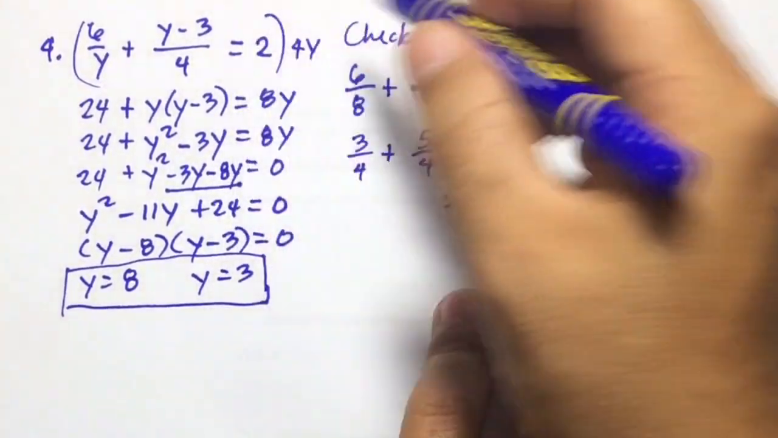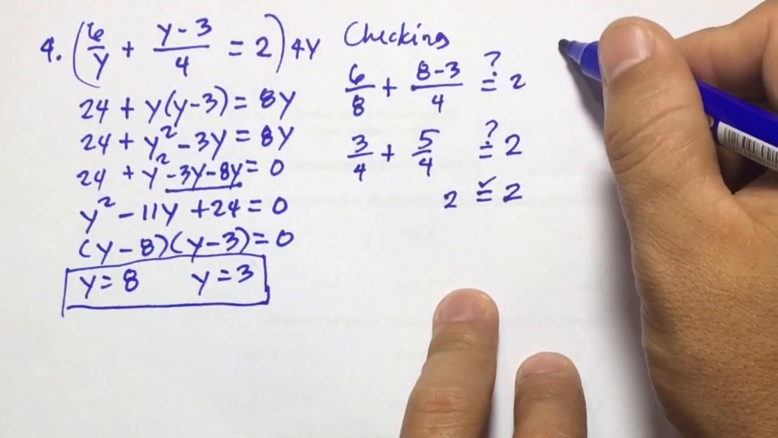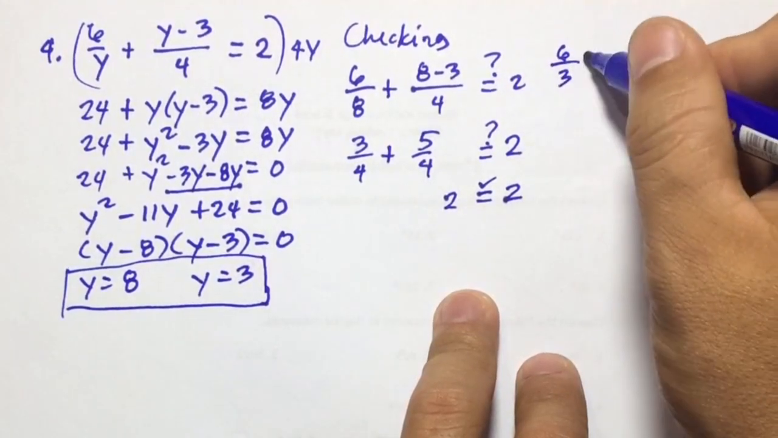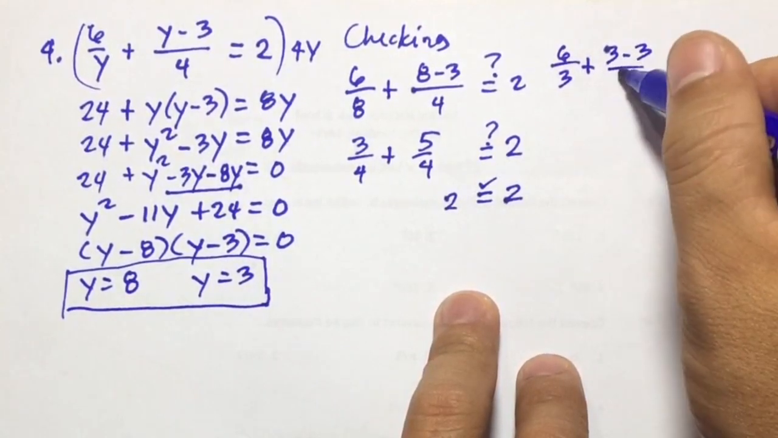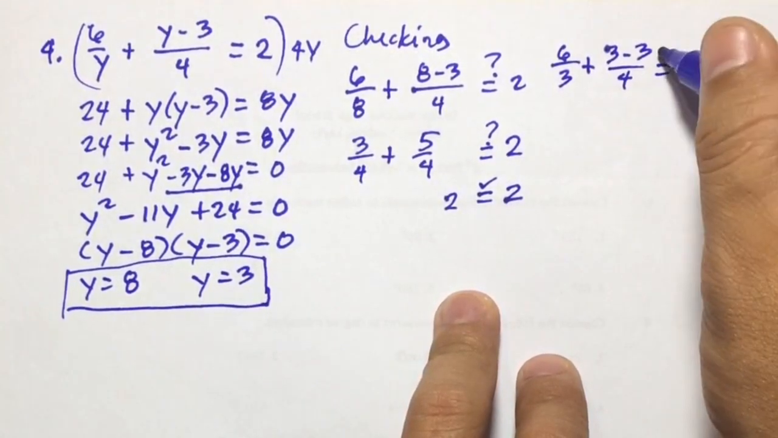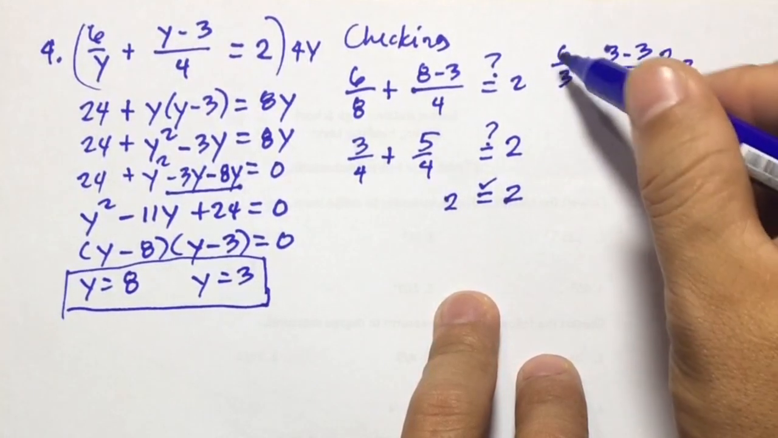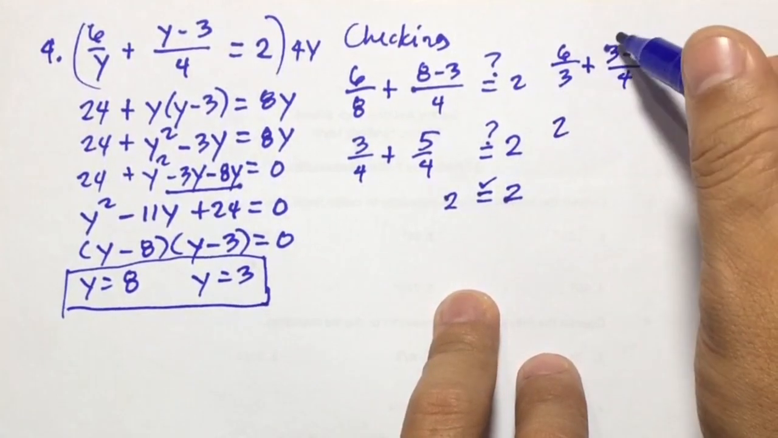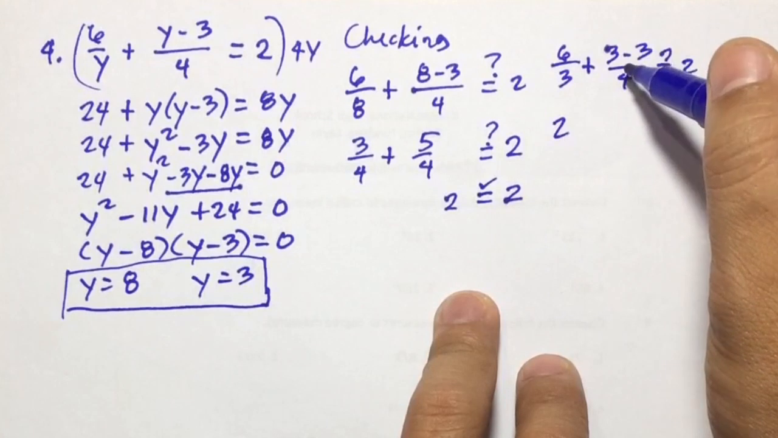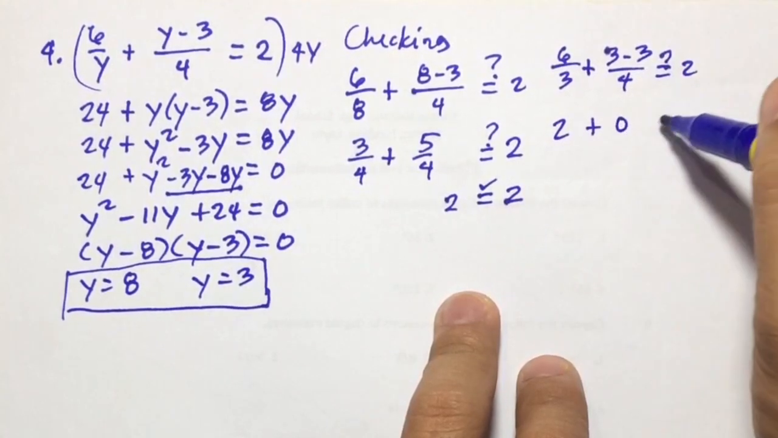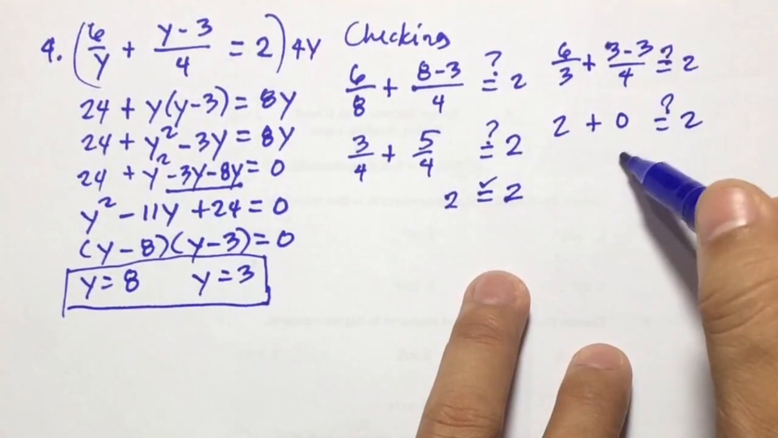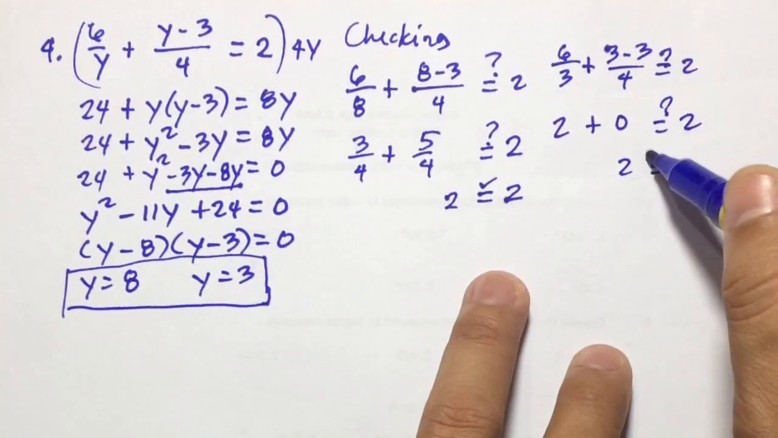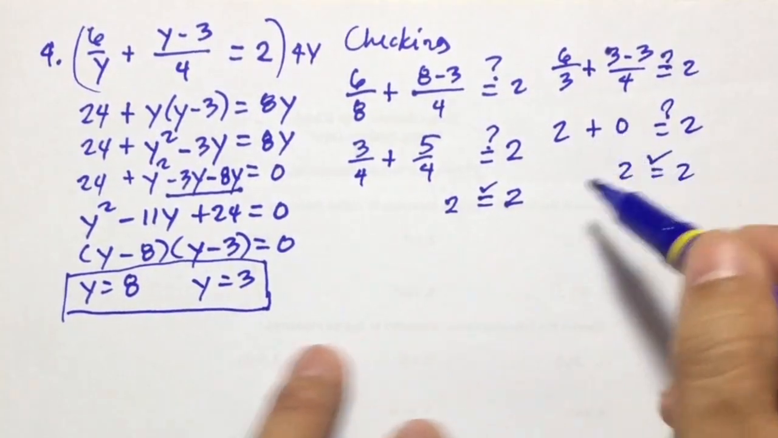Then if y here is equal to 3, so we're going to have 6 over 3 plus 3 minus 3 over 4 equals 2. Then 6 divided by 3 is 2. Then 3 minus 3 is 0 divided by 4 is 0. Then 2 plus 0 is 2 equals 2. So the answer here is also correct.